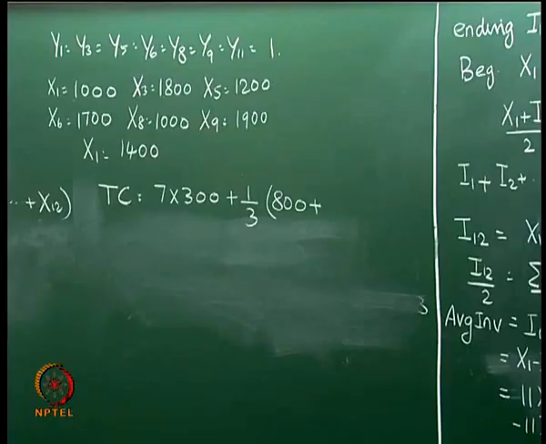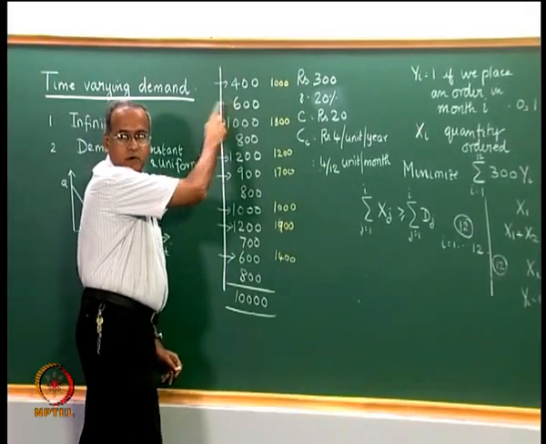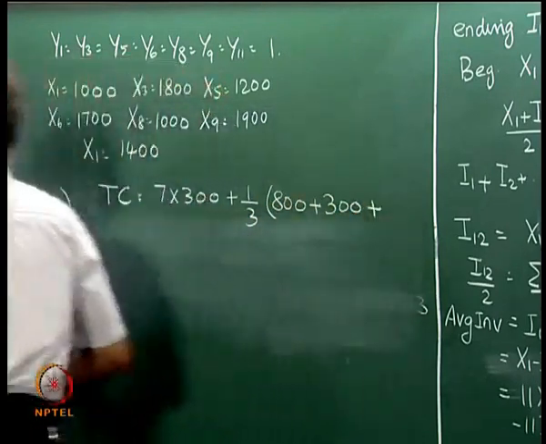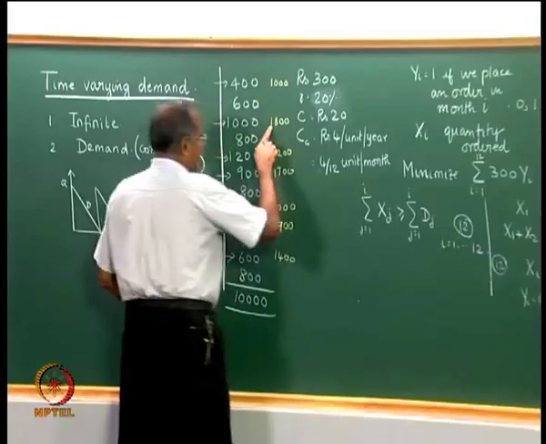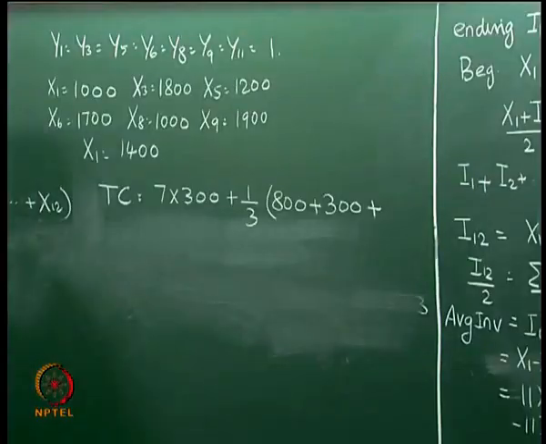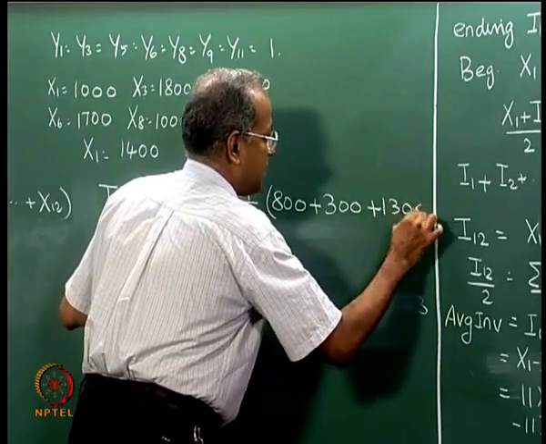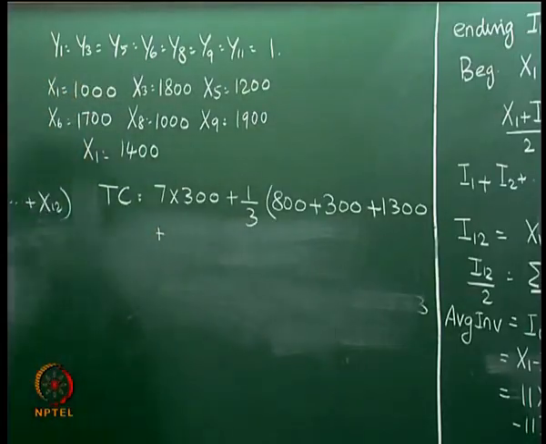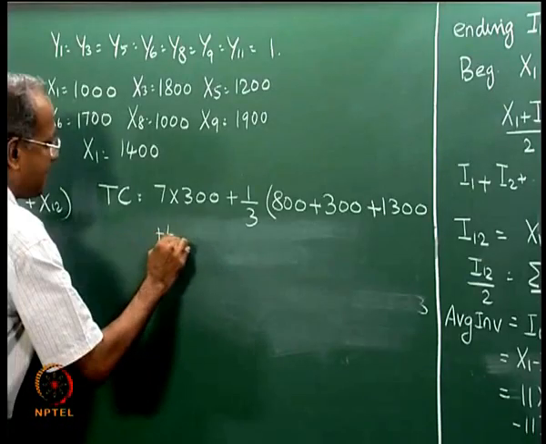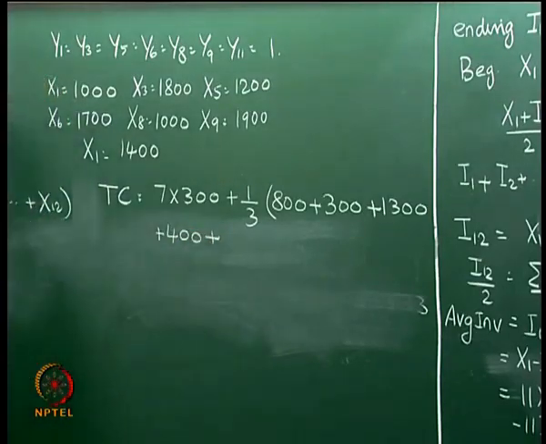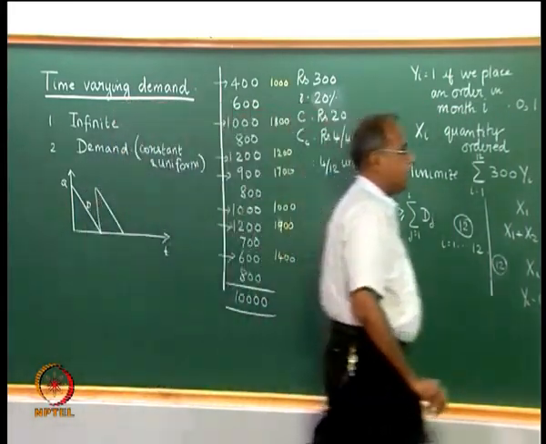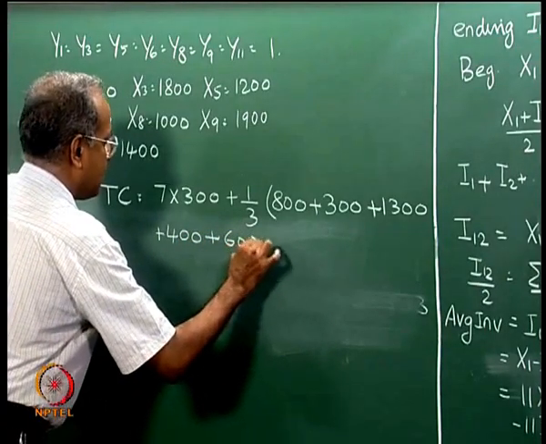Second month beginning inventory is 600, ending inventory is 0, so average inventory is 300. Third month beginning inventory is 1800, ending inventory is 800, so 2600 divided by 2 is 1300. Fourth month beginning inventory is 800, ending inventory is 0, so you get 400. Fifth month 1200, ending inventory is 0, so we get 600.